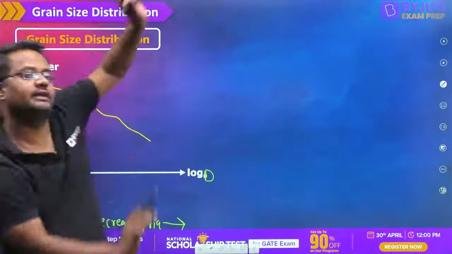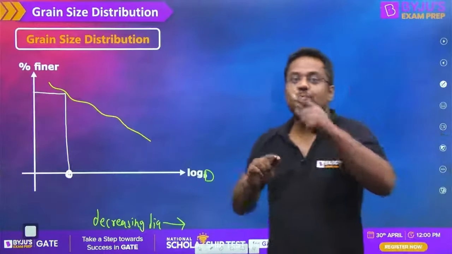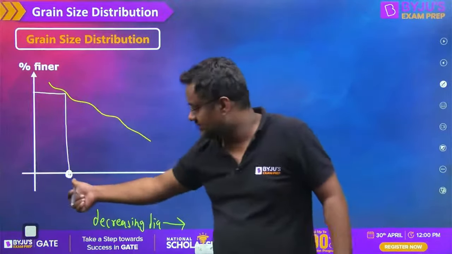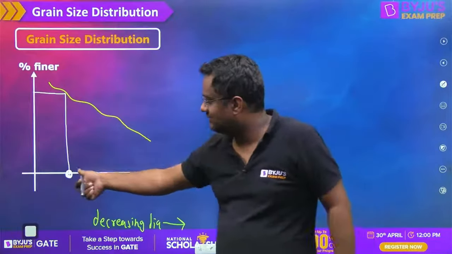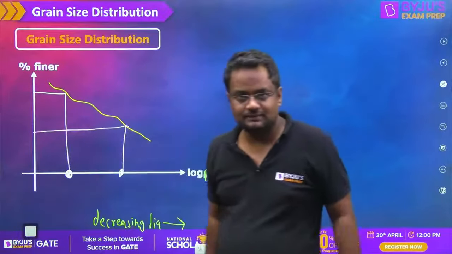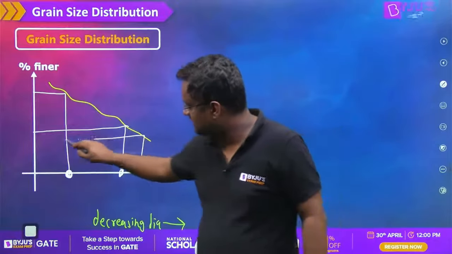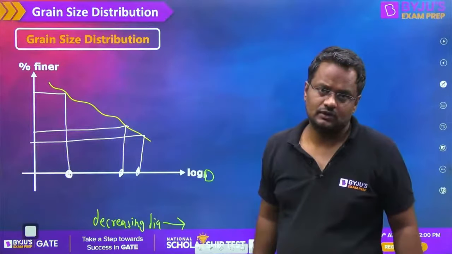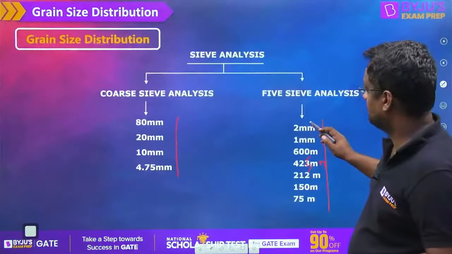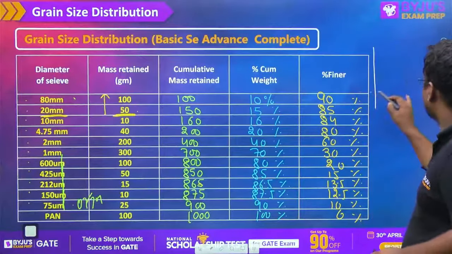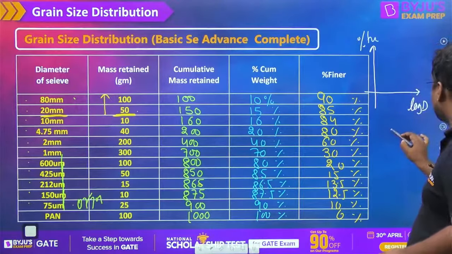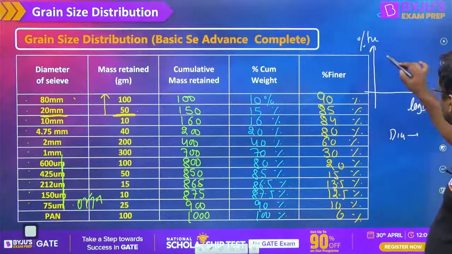Ishant Sharma is a tall cricketer. So the percentage of cricketers who are shorter than him will be more. So here the bigger diameter, then smaller, then smaller, then smaller. So bigger diameter has more percentage finer. Smaller diameter will be having fewer particles finer than it, so less percentage finer. It is quite obvious. Suppose here, if I make a graph, this is log D, this is percentage finer, and diameter decreasing here. So the graph will be something like this.